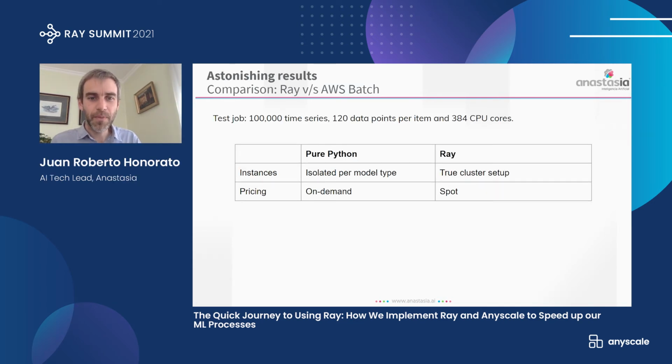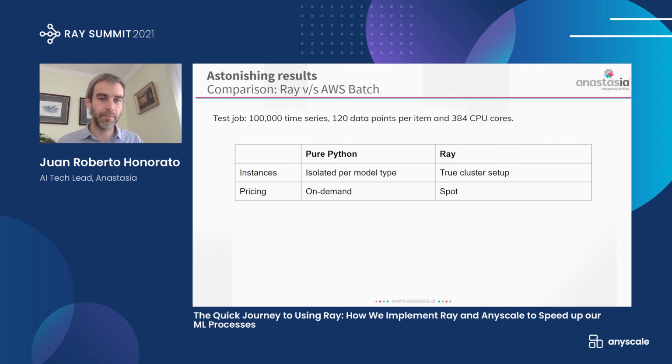Okay, thank you, Domingo. Now let's take a closer look into the details of what Domingo described, what were the results and how we tested them. So we did a test job consisting of 100,000 time series, each with 120 data points per item. And then we used 384 CPU cores.